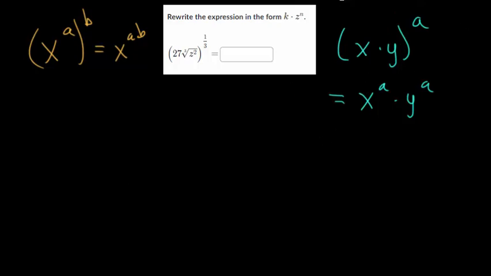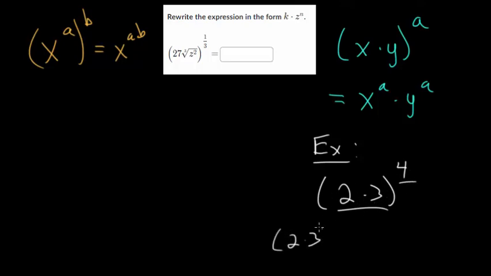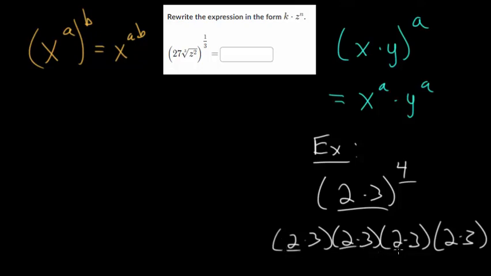And this might make more sense if you have a specific example. So let's look at one where, let's say we have 2 times 3, and we're going to raise that to the, let's say, 4th power. So we're multiplying this expression here, 2 times 3, 4 different times. So let's just rewrite that, 2 times 3, and we'll do that 4 times. And what you can notice is that you're multiplying 2 4 times, and you're multiplying 3 4 times. So we could rewrite this as 2 to the 4th times 3 to the 4th.